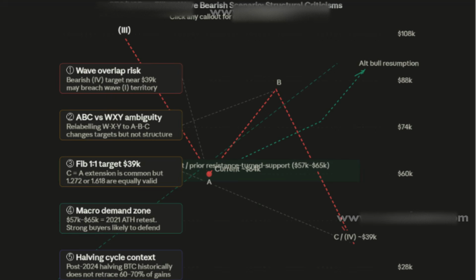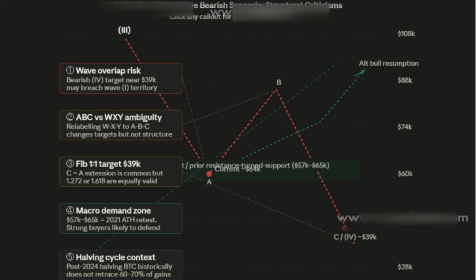The third point, as focused by the Claude AI model, is that the $57,000 zone is a macro demand zone, and buyers are likely to defend this zone, as against the Daniel analysis, where Daniel says that BTC is going to $39,000 as part one of his Elliott wave analysis. And in the halving cycle context, in the last many years BTC never retraced 60 to 70% of the whole cycle, so that might be against the $39,000 proposal.